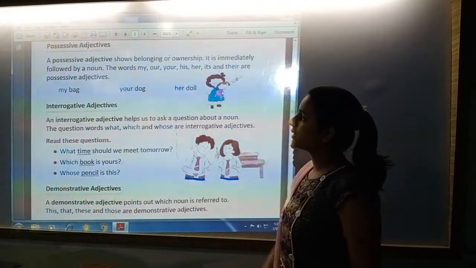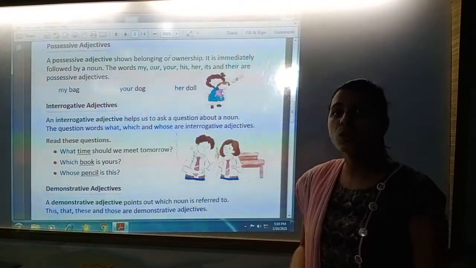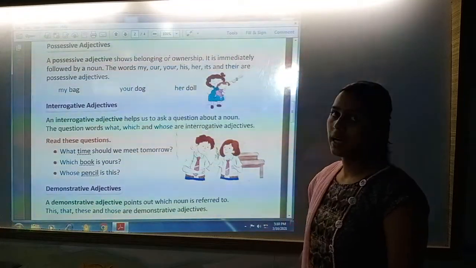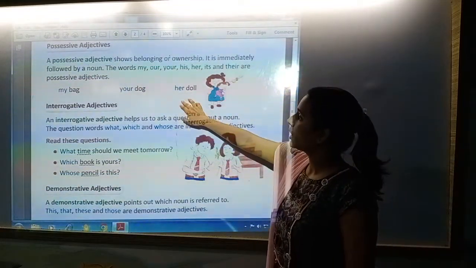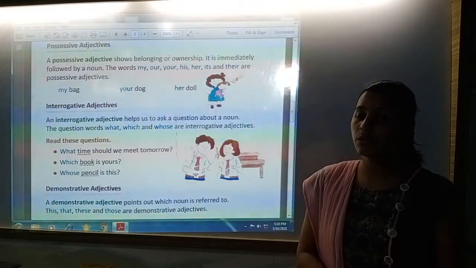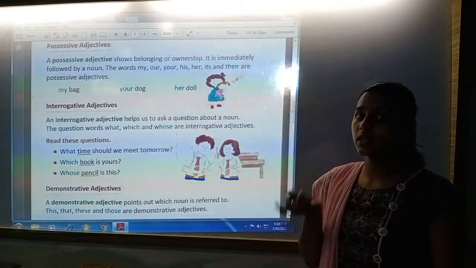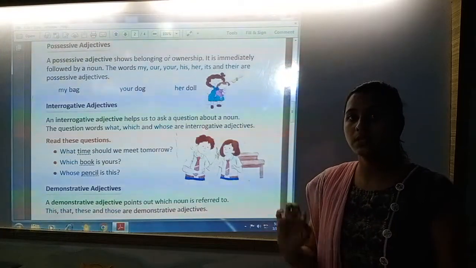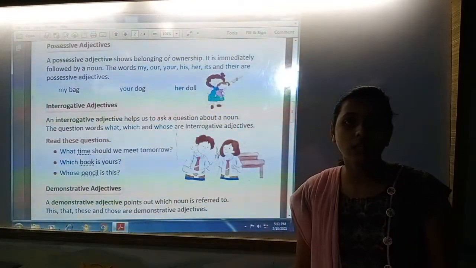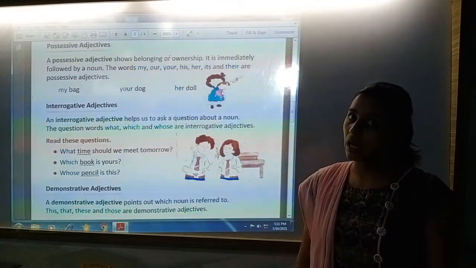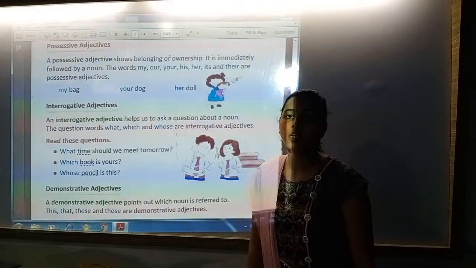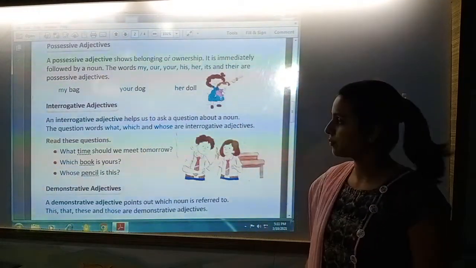Let us see the examples. My bag. Whose bag? Mine. So my is a possessive adjective. Next is your dog. Dog is noun. And whose dog is that? Your. So your is a possessive adjective. Her doll. That is doll. Doll is noun. Whose doll is that? Her. So her is a possessive adjective.